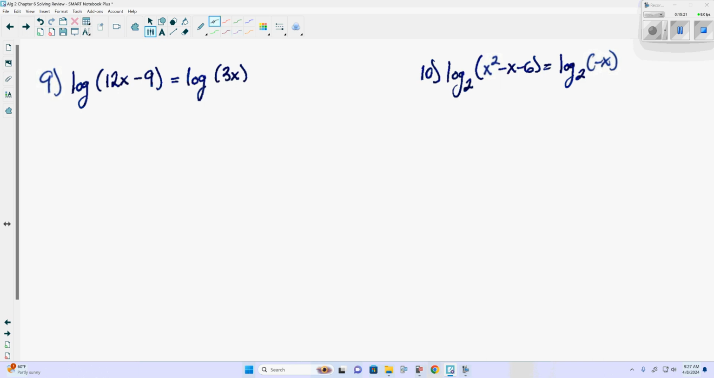Number 9. Log of 12x minus 9 is equal to log of 3x. Since the logs are the same, we set them equal to each other and solve.